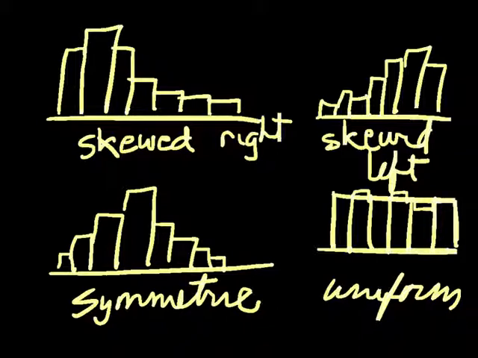That's a uniform distribution. Now that you know how to use a calculator and everything, you should be able to do this assignment where you find the weighted means and you find what kind of shape a distribution is. Okay, that's it.